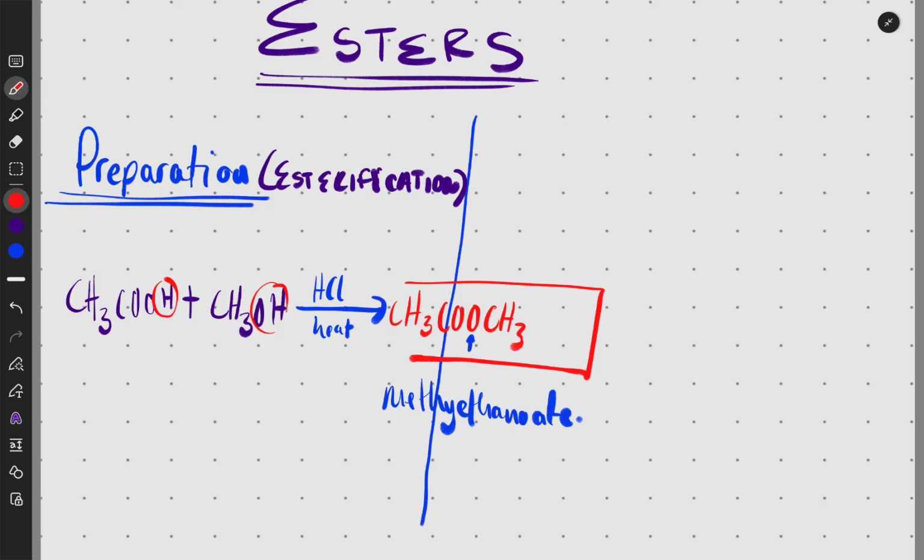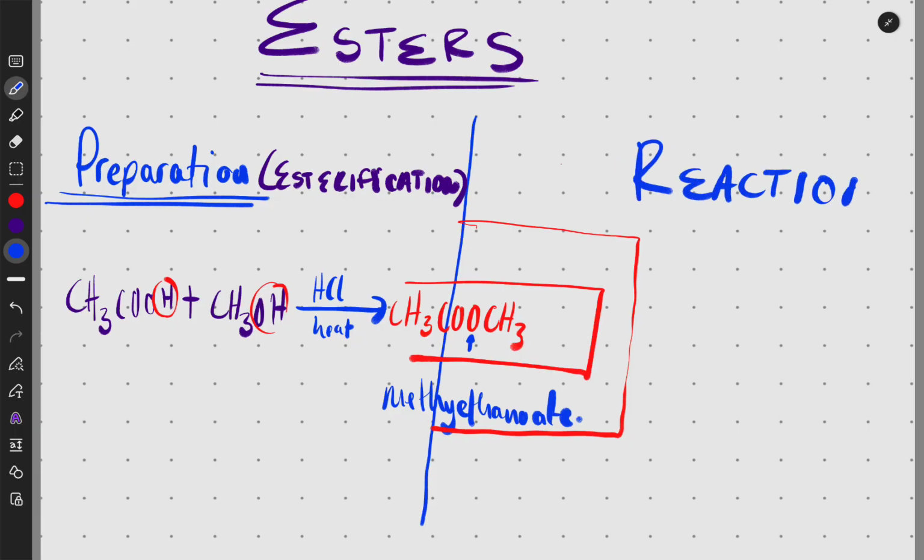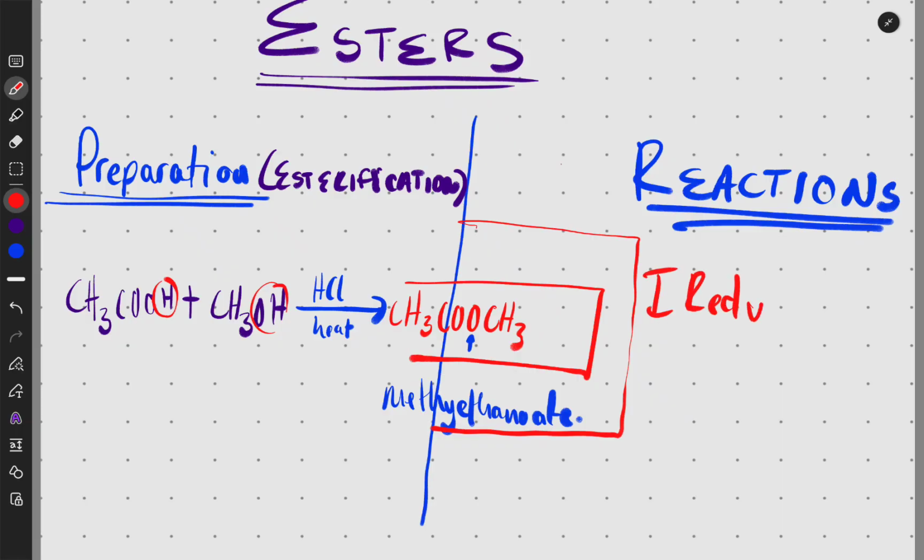Now let's go to reactions. Now we want to do the reactions of esters. We've seen the preparation. How many reactions do we have to know? Only 4, and they are very nice, very interesting. Let's start with the easy one, which we've talked about already, which is reduction. Remember, reduction uses LiAlH4 in ether. Now, remember the things that we talked about when we talked about reduction.